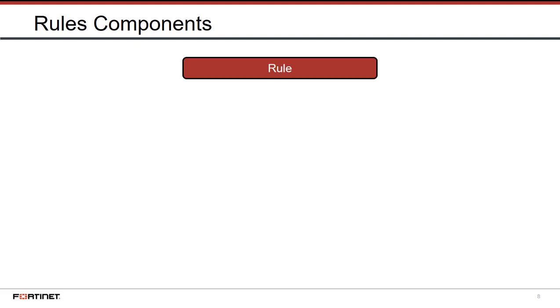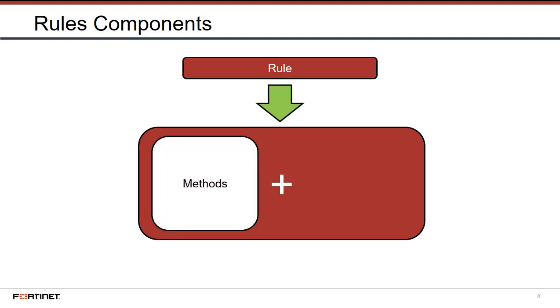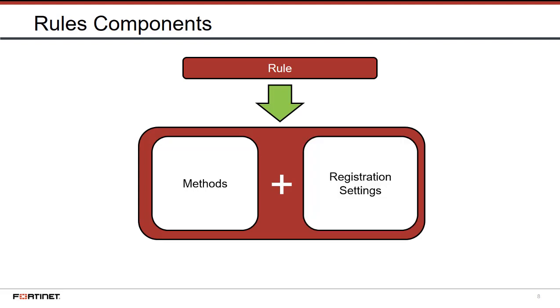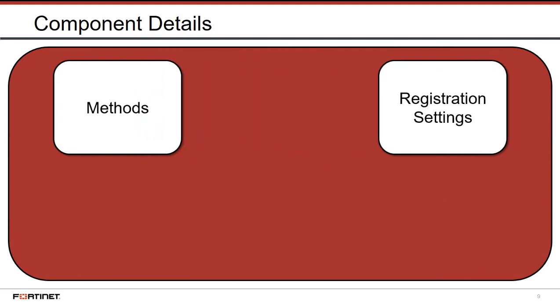So let's look a little more closely at what makes up a rule. A rule is made up of two components. The first being methods. These are the different methods used to evaluate a connecting device to determine whether or not it's a match. And the second is the registration settings. So if all methods match or have a result of true, then registration settings will be carried out. So now let's take a look a little more closely at these two components.